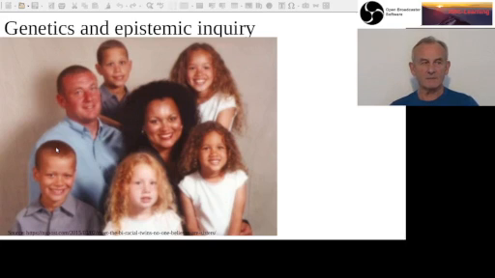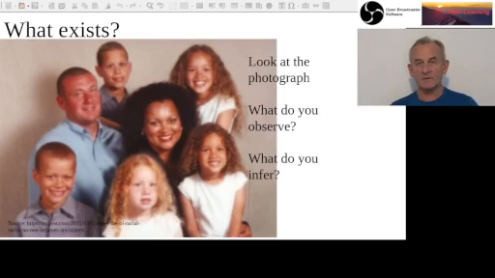So let's start with this photograph of a family. Some basic information: the two adults are the biological parents of the 5 children. That's important that you know that, so you don't say that some of them might be adopted or just brought in for the photograph.